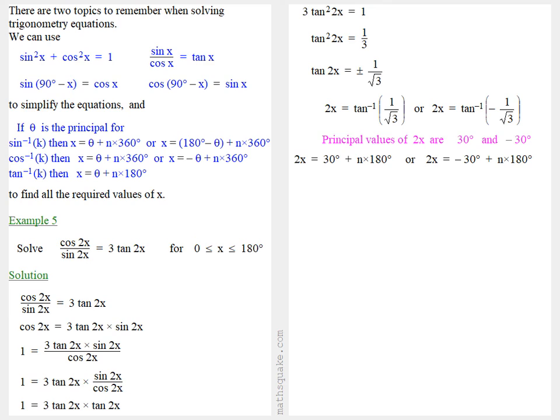Now if we divide through by 2, we get x is equal to 15 degrees plus n times 90 degrees, or x is equal to minus 15 degrees plus n times 90 degrees. Now if we're staying in the region 0 to 180 degrees, that gives us x is equal to 15 degrees or 105 degrees, or x is equal to 75 degrees or 165 degrees.